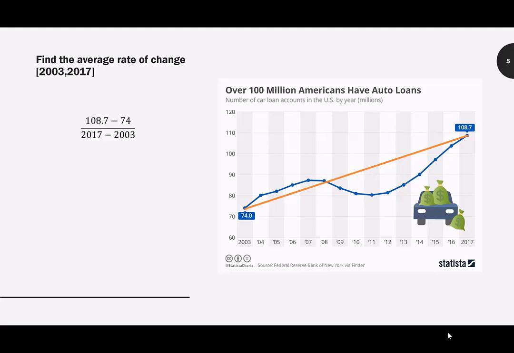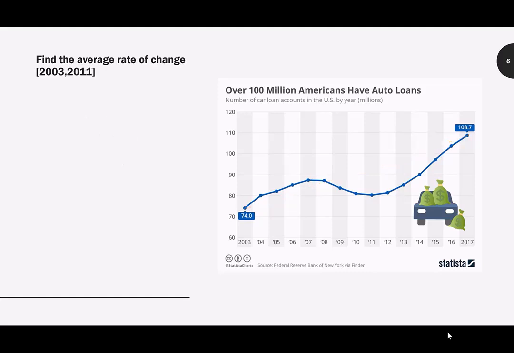To find the slope of this line, we would take 108.7 minus 74, and I would divide that by 2017 minus 2003. Simplifying, we get 34.7 over 14, or a slope of 2.48. This says, on average, the number of car loans in America has increased by 2.48 million loans a year.